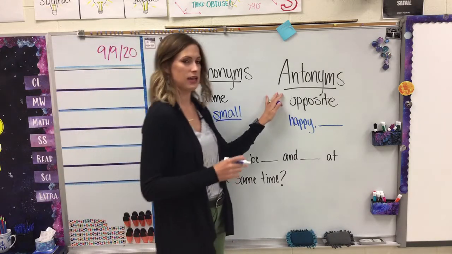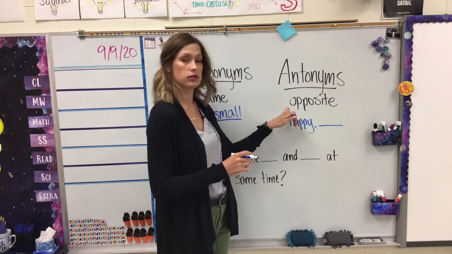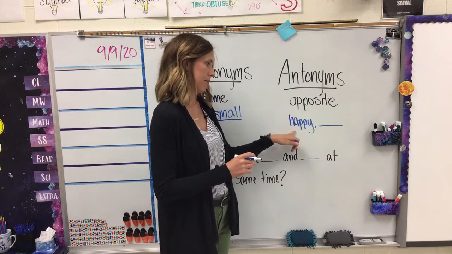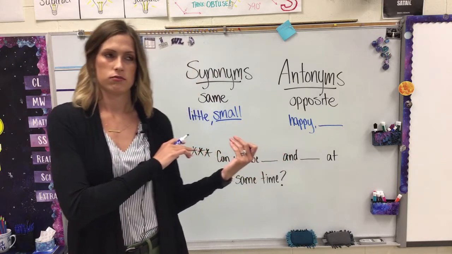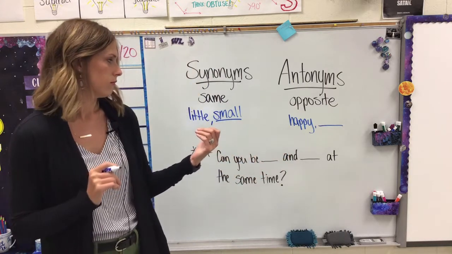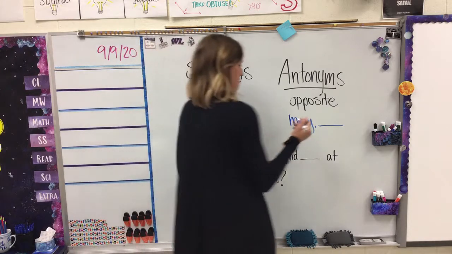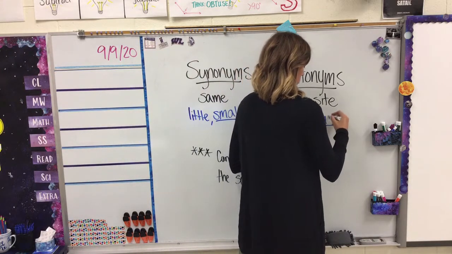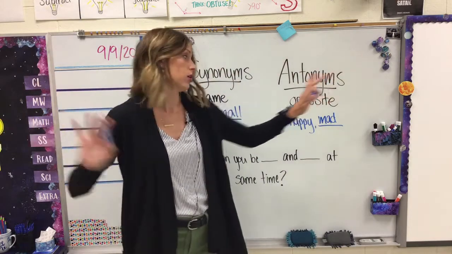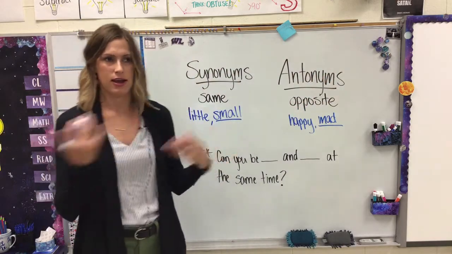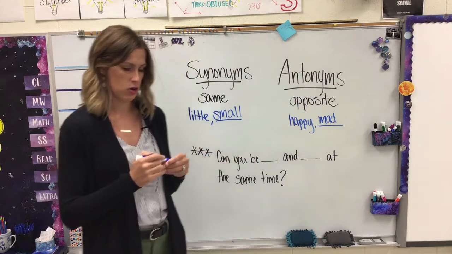Let's think of an antonym. Antonyms are opposite. Okay? So, happy. What would be the opposite of happy? If you're not happy, what would you be? Maybe you thought of mad. That's what I thought of. Happy and mad. Those would be antonyms. Those are opposite. You could also say angry. Happy and angry. Those would be 2 opposite words.